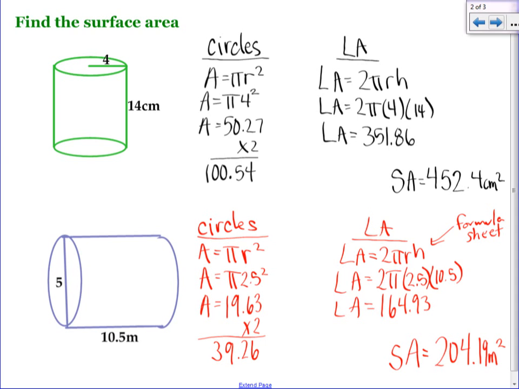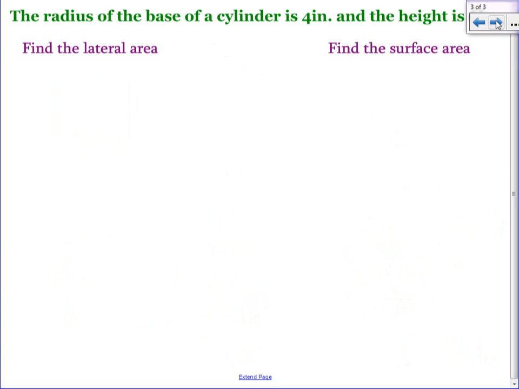We have one example left. Are there questions on this page, though? All right. Sometimes they're just going to ask for the lateral area, so make sure that you're paying attention to that. That will happen in the homework. So if they just want the lateral area of something, it's everything but the bases. And on a cylinder, we just have one formula for the lateral area. 2 pi r h.